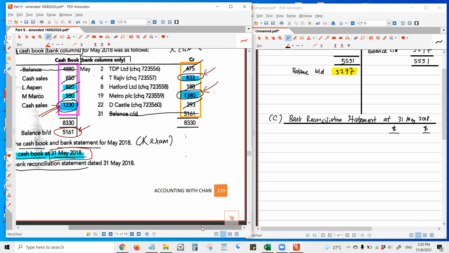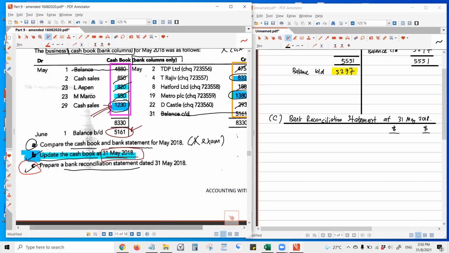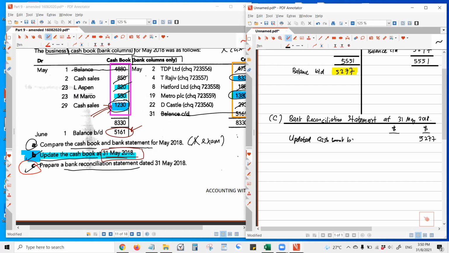Usually I would just stick to one of the two ways, because remembering two ways may make things even more complex. So we start with the 5277. Write 5277 here. Then write updated cash book balance.